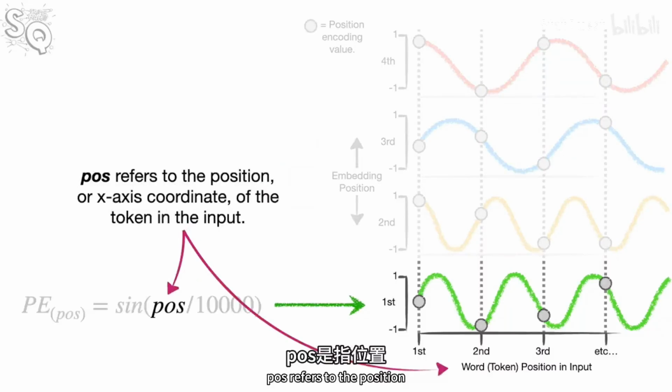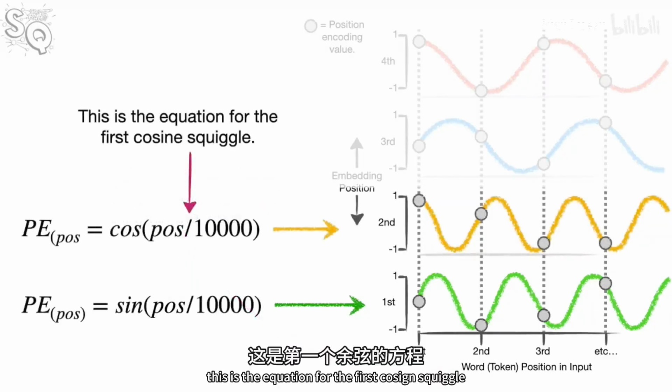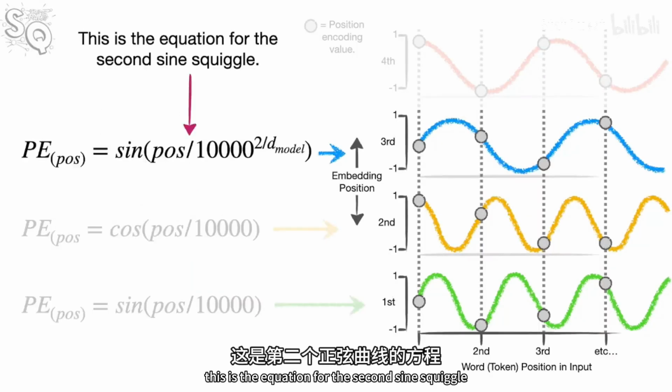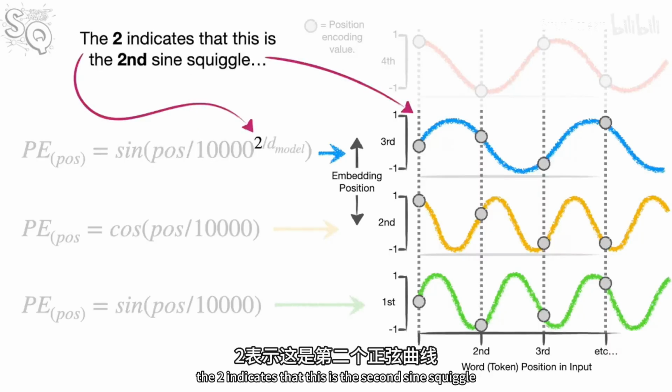Pos refers to the position or x-axis coordinate of the token in the input. This is the equation for the first cosine squiggle. This is the equation for the second sine squiggle. The 2 indicates that this is the second sine squiggle.